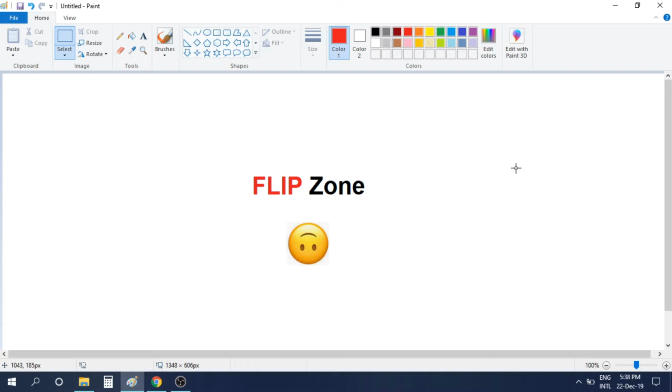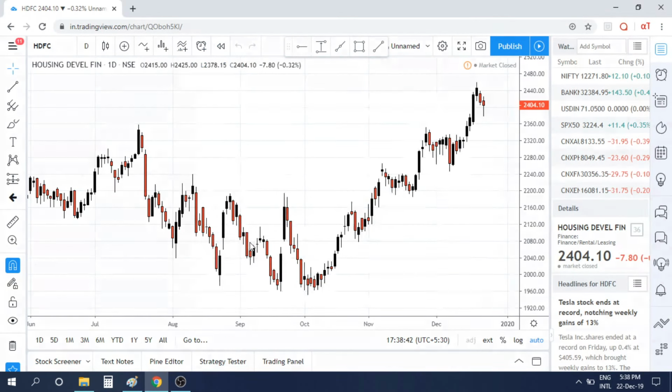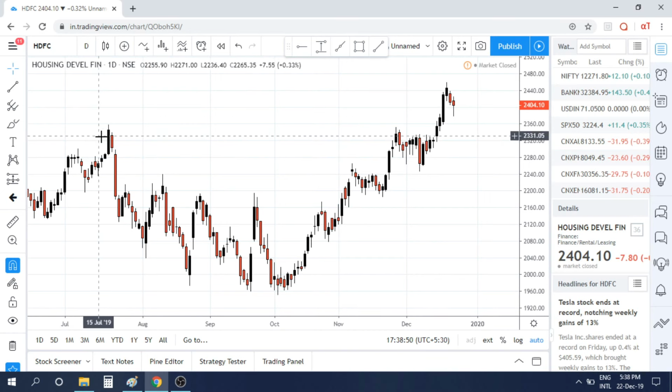So today we are going to learn about flip zones. Let me explain what flip zones are through live examples on price charts. Here we have in front of us the daily chart of HDFC.